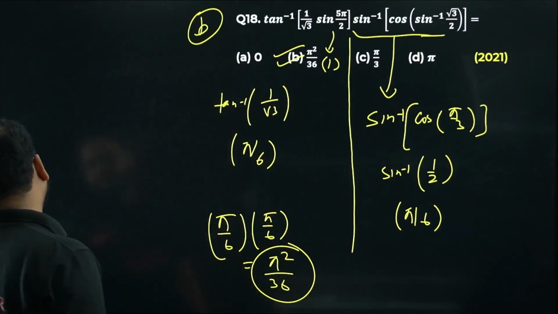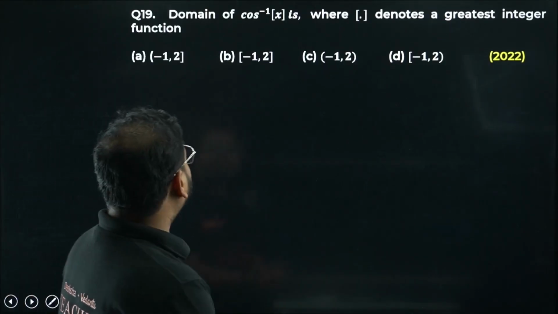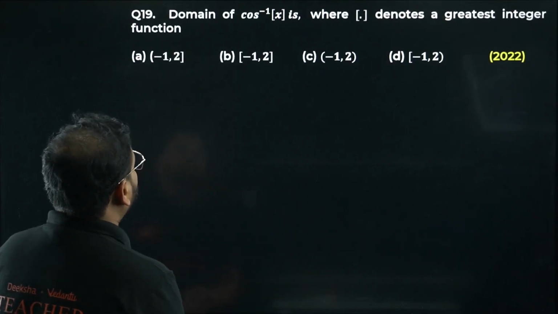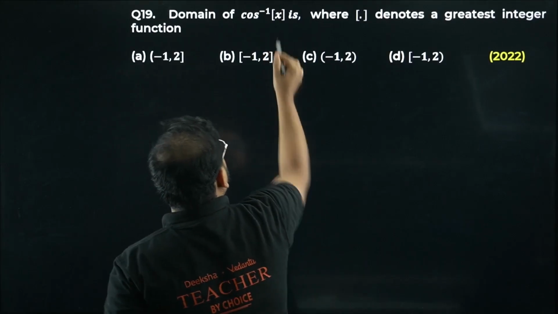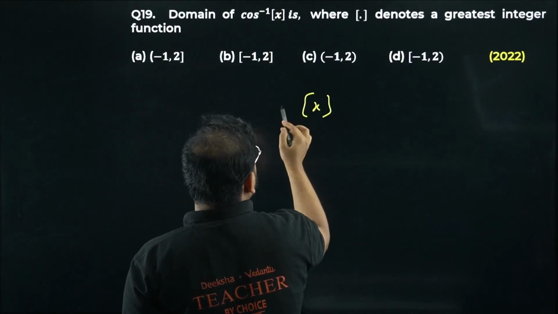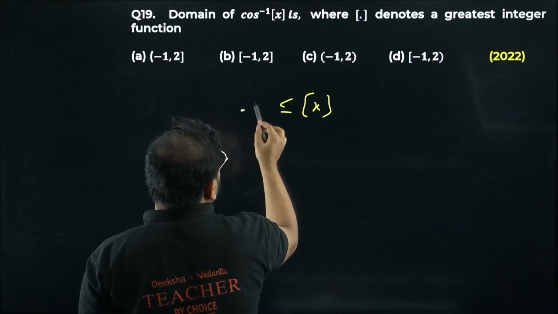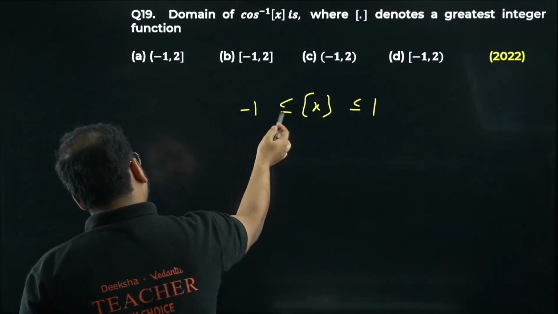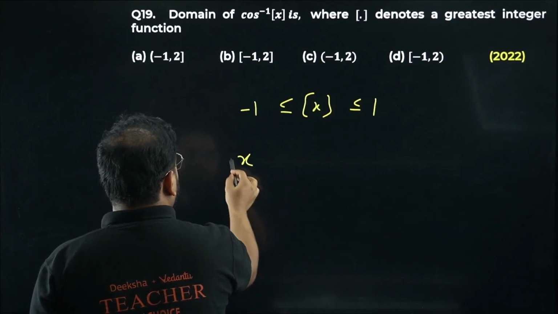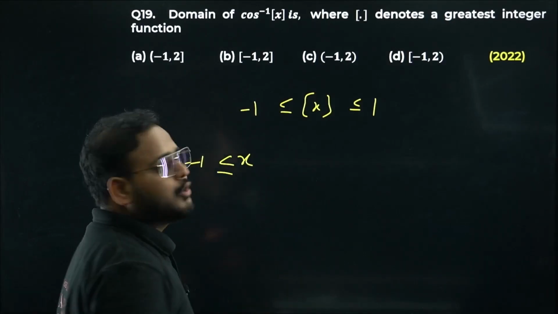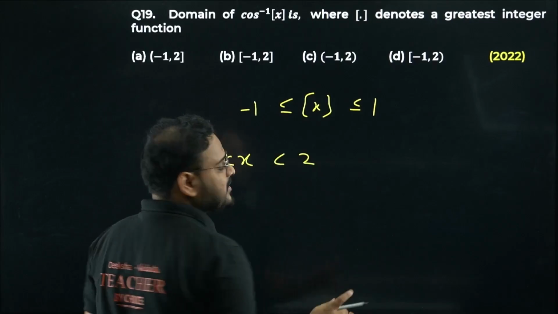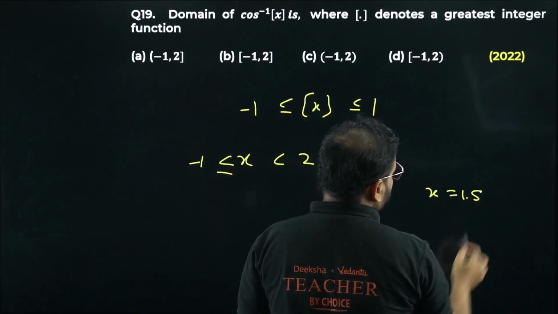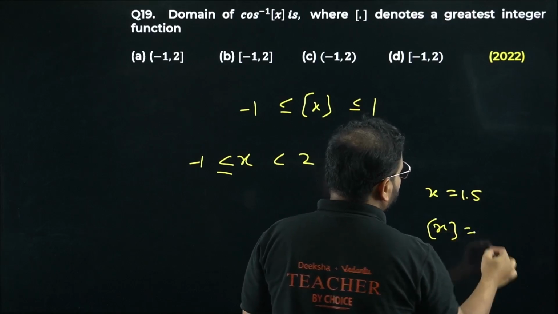Moving on to question number 19 now. We have the domain of cos inverse of the given function of x. Please check the domain we're looking for. We know this value is going to range from -1 to 1, so I want a value more than or equal to -1. It means x has to lie from -1 inclusive to open, because if I take x equals 1.5, I'll get this value as 1 only.